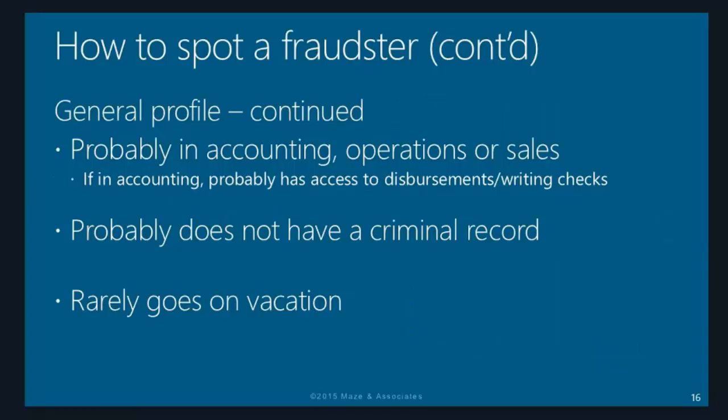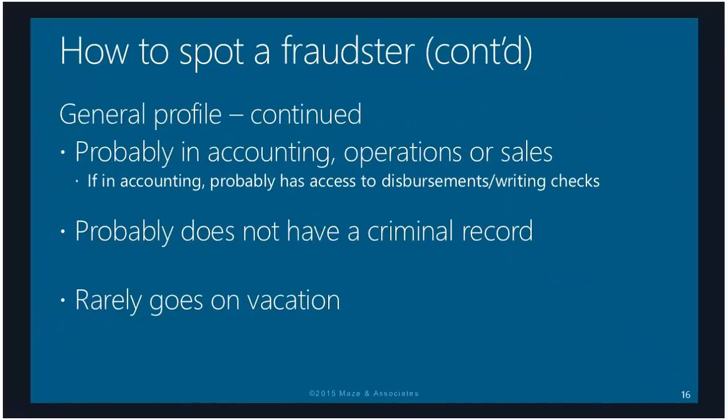So continuing with the general profile, the fraudster usually or probably works in the accounting or operations or sales department. Within accounting, 35% of frauds are check tampering and 31% are billing or false invoices. Within operations, you're more likely to see corruption, whereas 38% of all frauds in the operations department are corruption. And within sales, same thing, corruption is around 29% of all frauds.